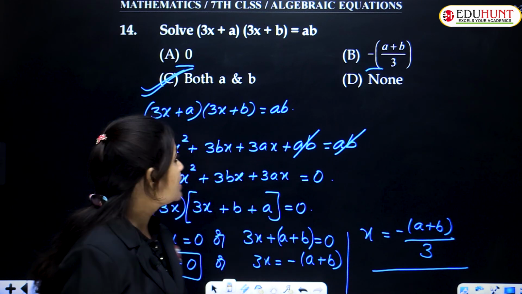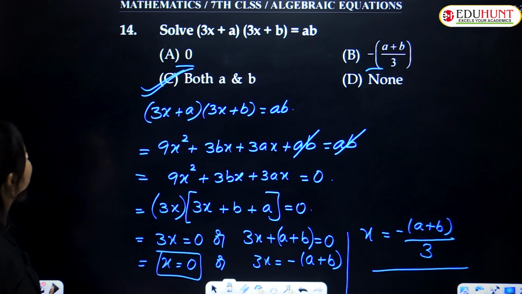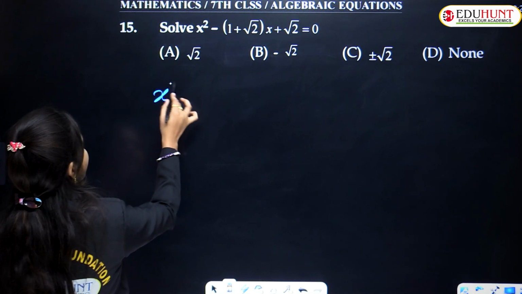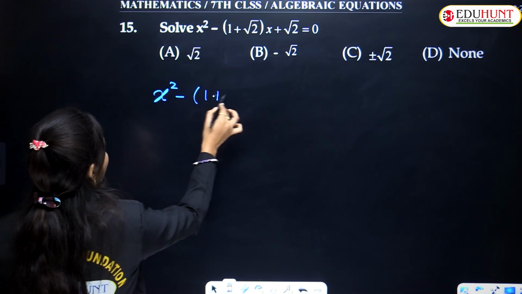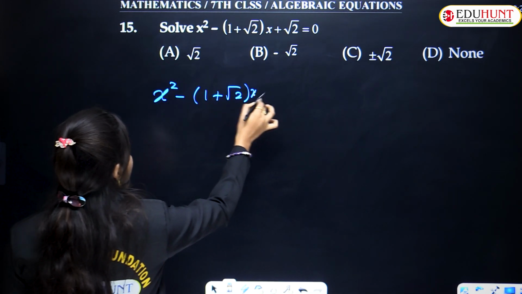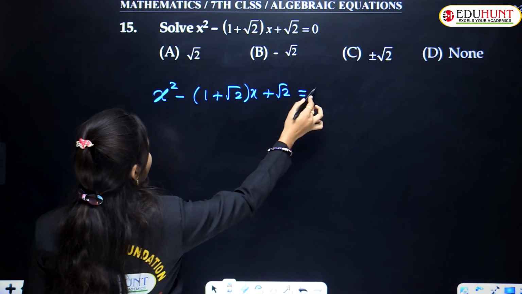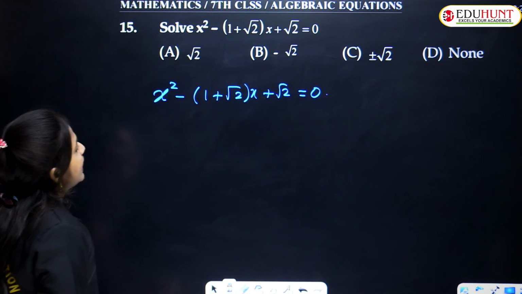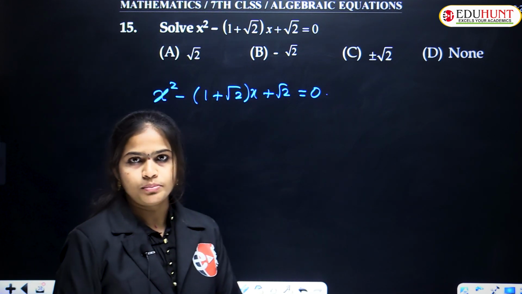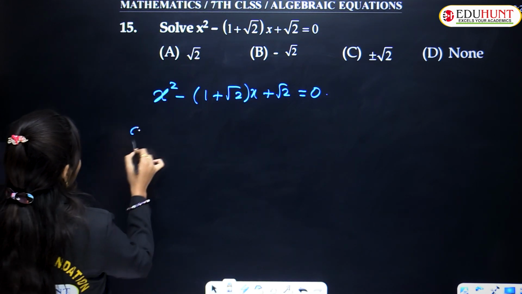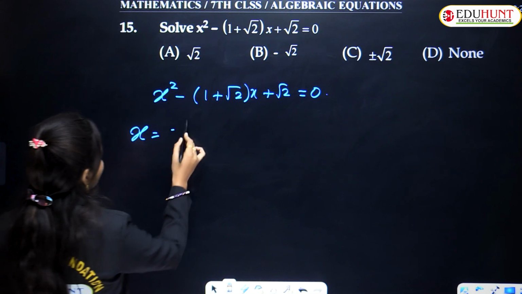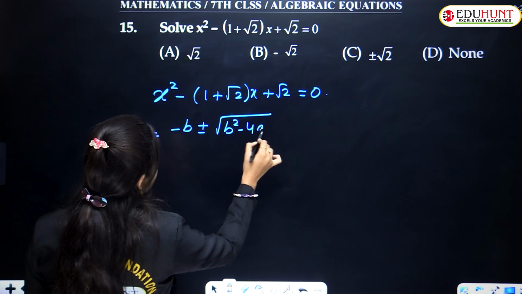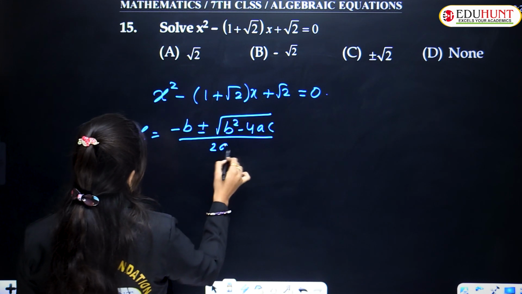Understand? Now, see the last question, the 15th one. What is given here? x square minus of 1 plus root 2 into x plus root 2 is equal to 0. Understand? So, from this one, again find that by using the quadratic formula. So, x is equal to, what is the quadratic formula? Minus b plus or minus square root of b square minus 4ac by 2a.